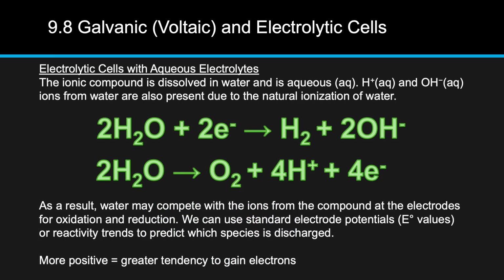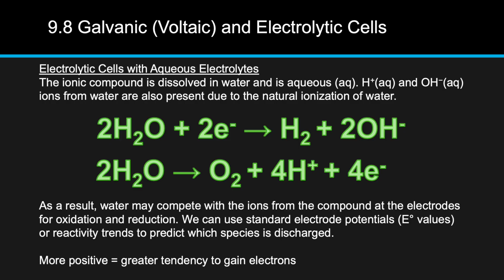Now, in electrolytic cells with aqueous solutions, the ionic compound is dissolved in water. So both the compound's ions and water itself are present. And because water can ionize into H plus and OH minus, it can also participate in redox reactions at the electrodes. And that is going to mean that water may compete with the dissolved ions for oxidation and reduction. And as a result, we have to use those standard electrode potentials, or E values, to predict whether the ions from the compound or the water will be discharged at each electrode.